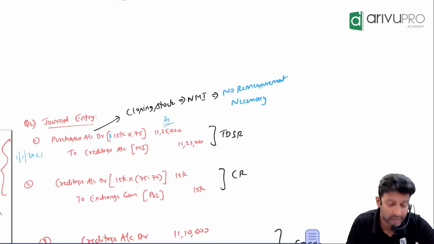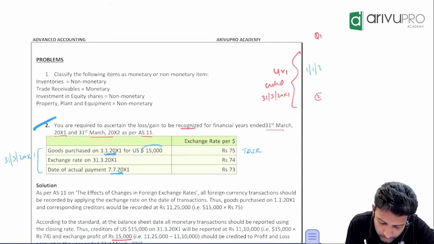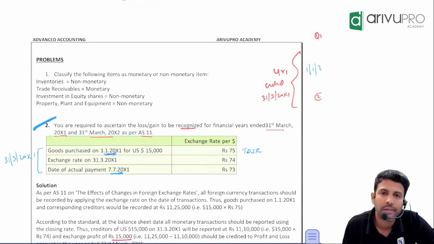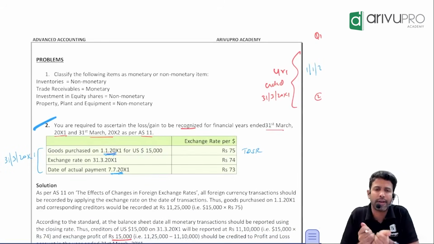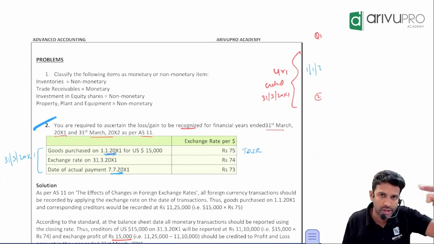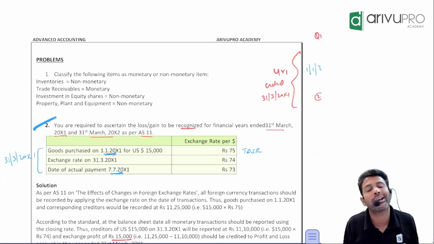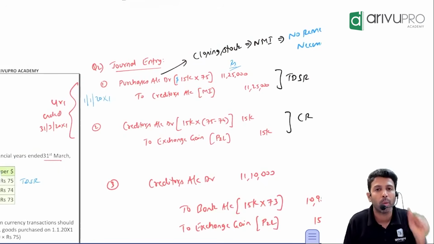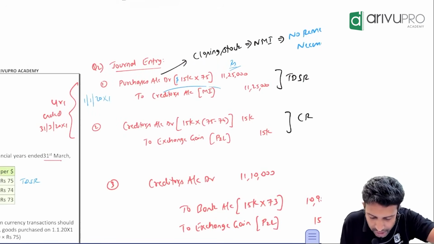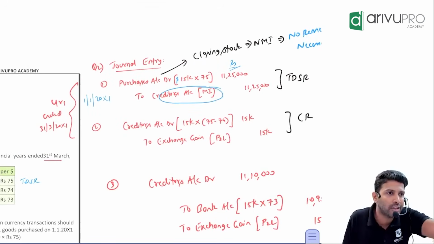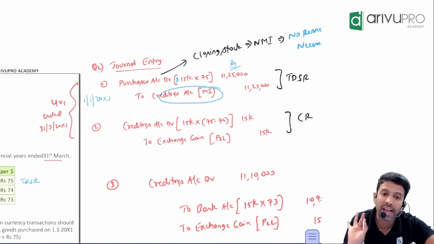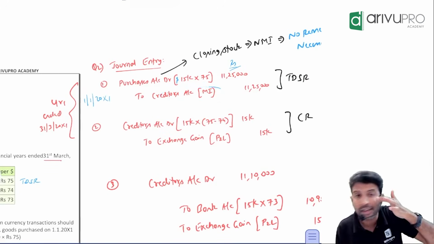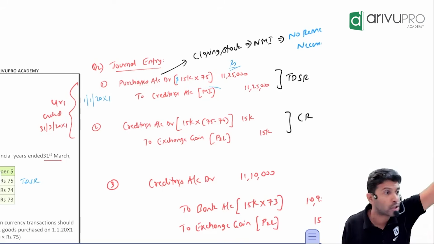I have purchased how much from my foreign currency creditor? 15,000. So how much will I pay? 15,000. If I purchase for 15, I will pay 15. Is the value changing or fixed? So creditor is what item? Creditor is an example of a monetary item. On 31st March, does this monetary item have a balance or has it become zero? It has a balance. What does AS 11 say? If a monetary item has a balance, it has to be shown in the balance sheet.